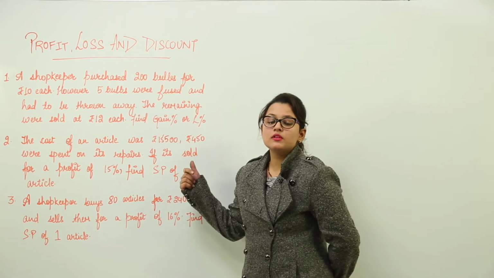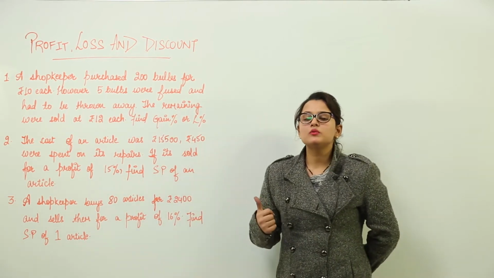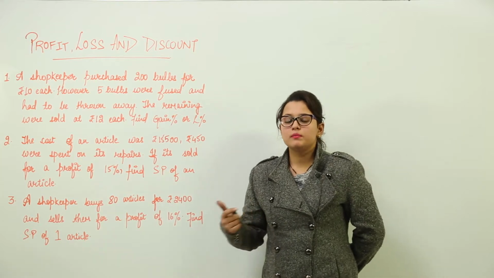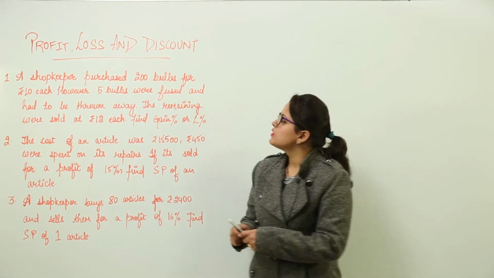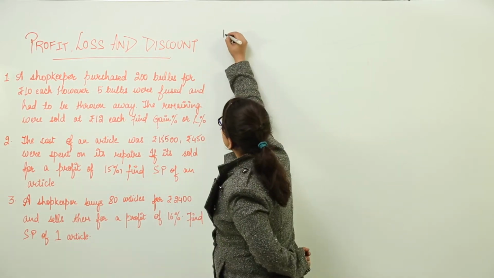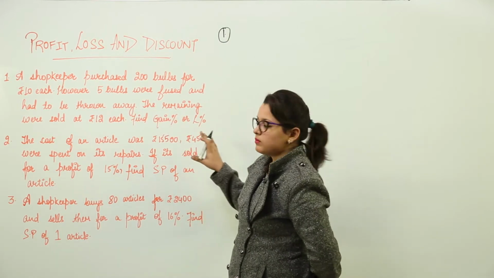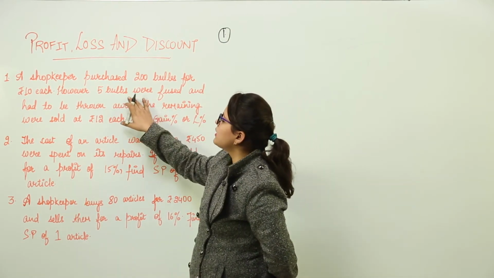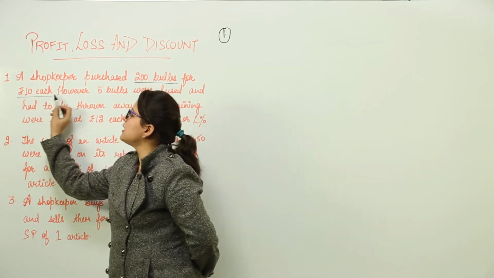Here the choice is given because depending on the question, you have to analyze whether it is going to be profit or loss, and depending on that you will calculate the respective percentage, right? So how do we start the question? First of all, always go line by line in such word problems. The first line says that a shopkeeper purchased 200 bulbs for rupees 10 each.